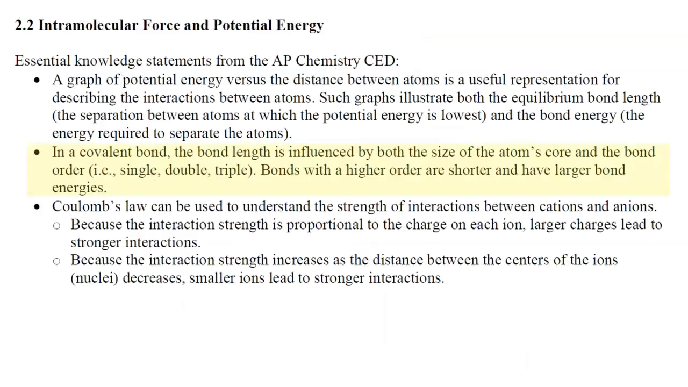I'll remind you what I had mentioned earlier: last time in question 4, I was focusing on the size of the atom. I was comparing fluorine and chlorine. Now we're focusing on something called bond order. So the bond order is either single, double, or triple. And it says that bonds with a higher order are shorter and have larger bond energies. So what that means is that a double bond should be shorter and have a higher bond energy than a single bond.